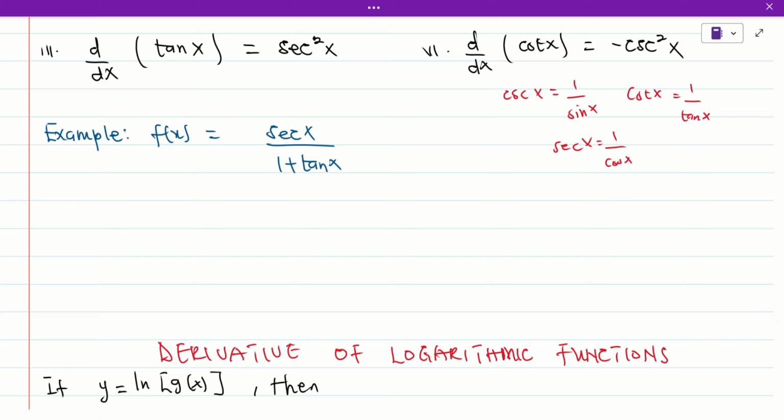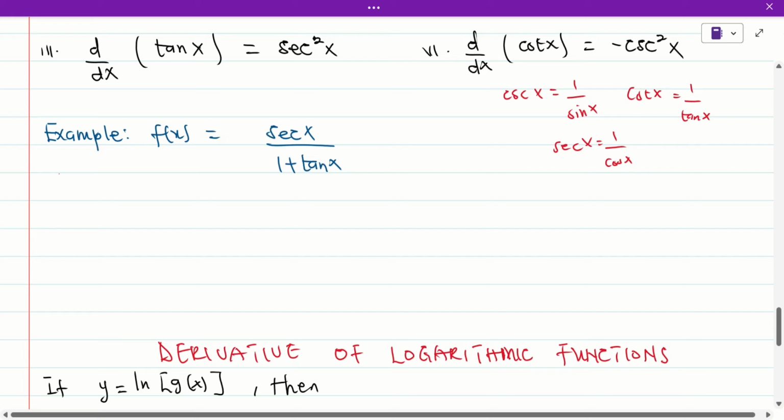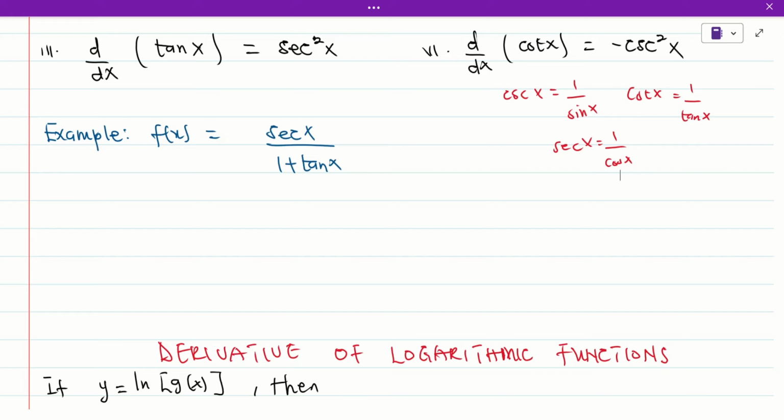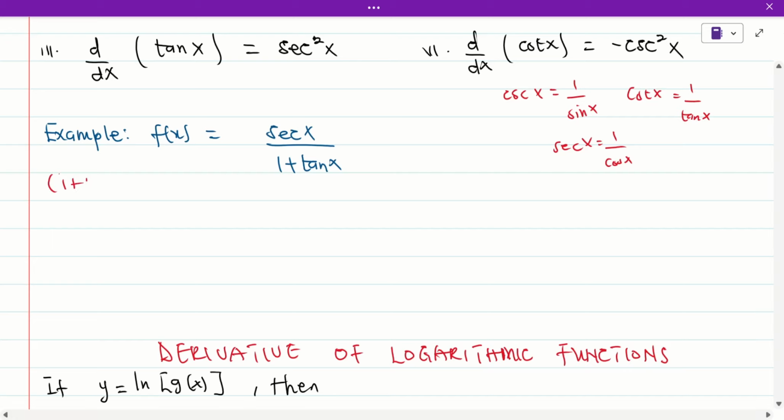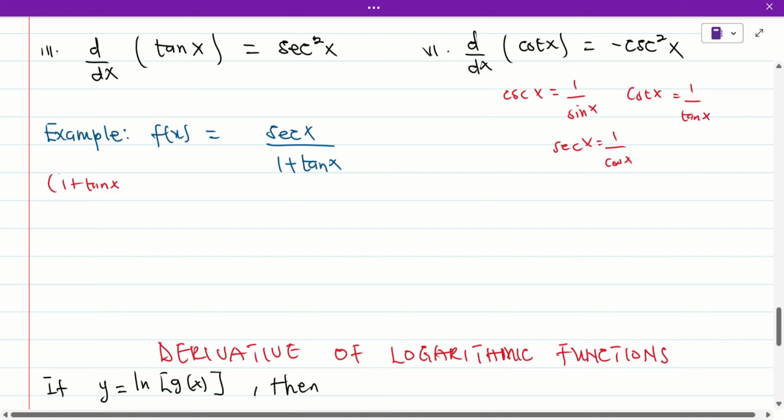So we have been given f of x, which is equal to sec x over 1 plus tan x, to differentiate. If you look at this function, you can see that you have to apply the quotient rule. So for the quotient rule, we get our f prime of x to be: we hold 1 plus tan x constant.